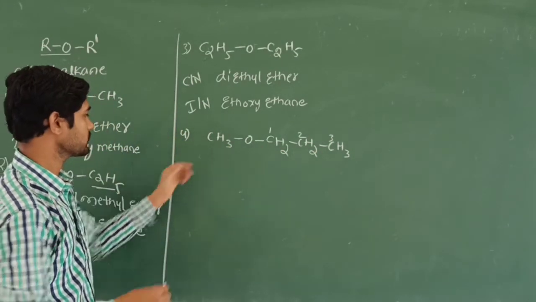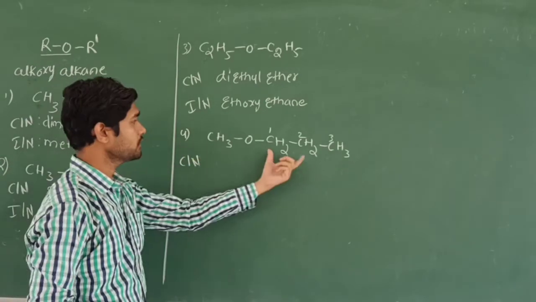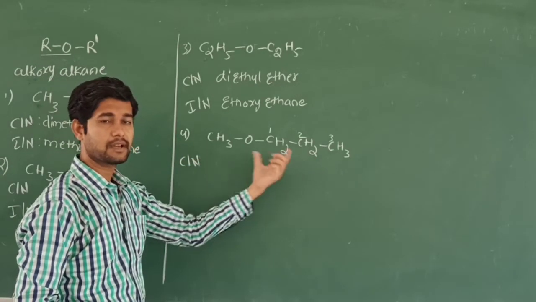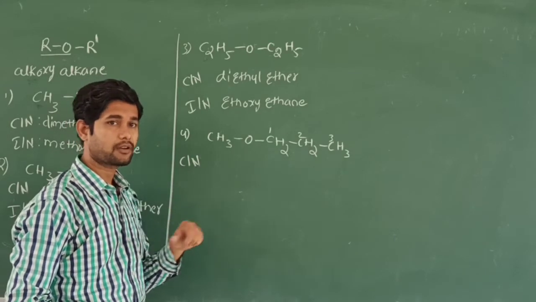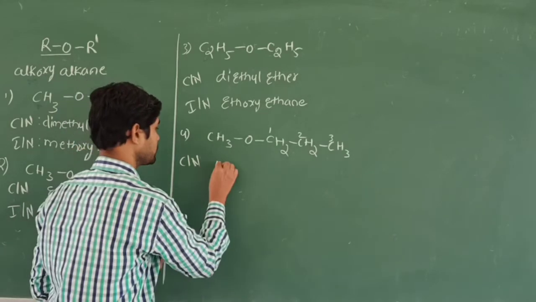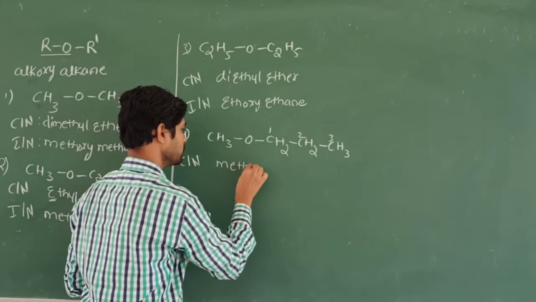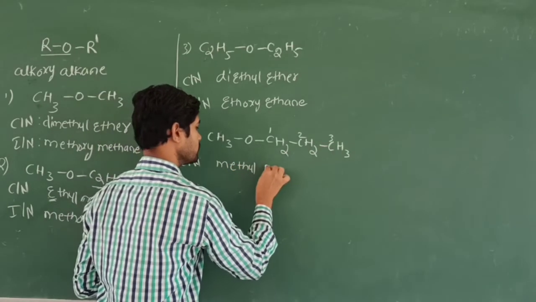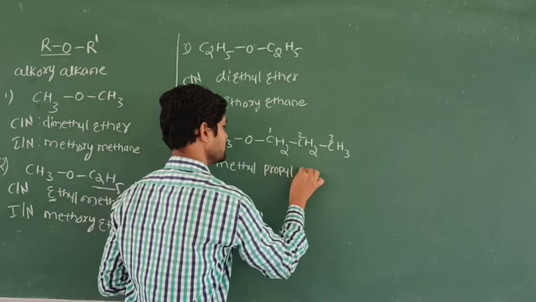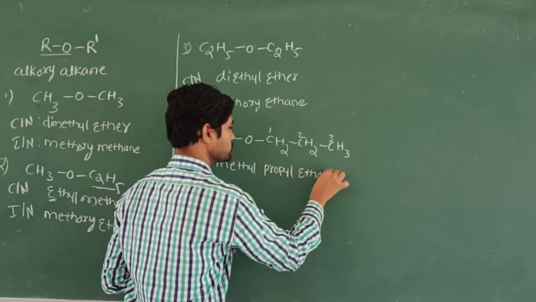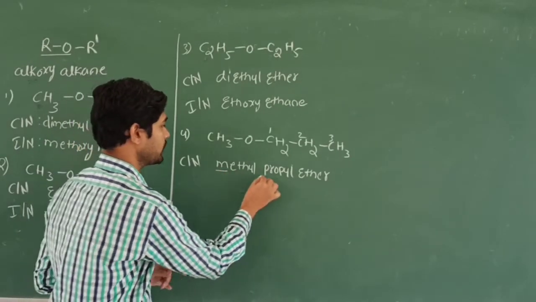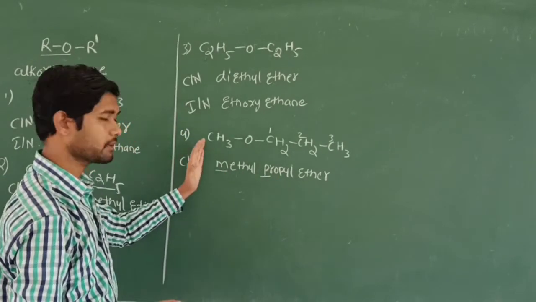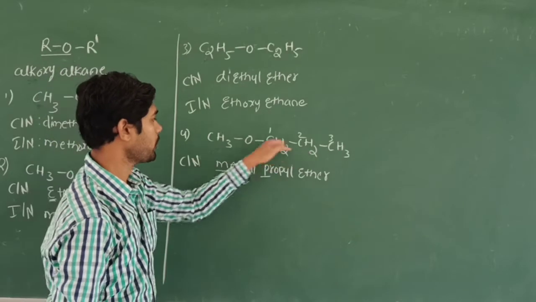First we should write the common name. Due to the presence of the 3 carbon atoms, its name is called propyl, and this is called methyl. So according to alphabetic order, first we should take the methyl group: methyl, propyl, ether. Why should you not take propyl first? Because of the alphabetic order. The letter M will come first, later the letter P will come. So its common name is called methyl propyl ether.